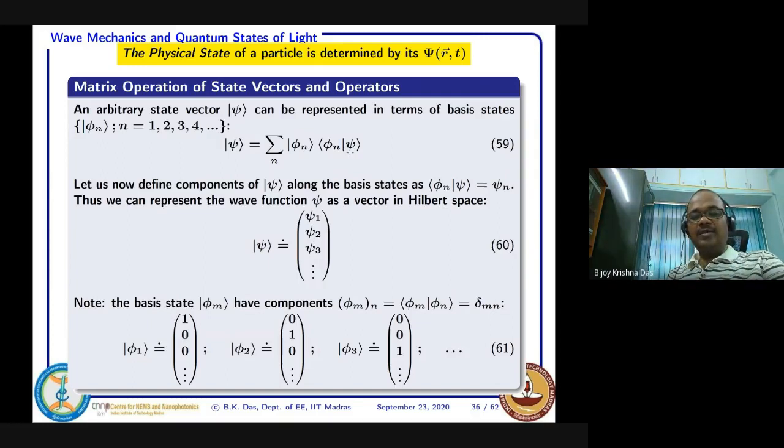In that case, what you are trying to get is a projection of psi along phi n. Phi n can be 1, 2, 3, 4, and so on. If n equal to 1, you are taking a projection along phi 1. If n equal to 2, you are taking projection along phi 2. N equal to 3, you are taking projection along phi 3. So this means you are taking the projection for the nth basis vector, right?